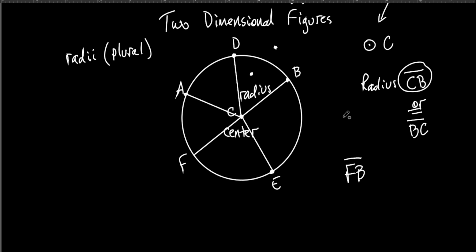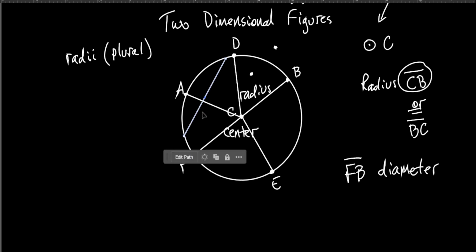Well, what about FB? What's that thing called? Somebody said it. Diameter. It's a diameter. Now, what's true about the diameter is it has to go through the center. What if I did this? Let's do this in another color so we don't get it all mixed up. I think I might be getting a little ahead of myself, but that's okay. I'm thinking about it, so I might as well do it. What about that thing right there?